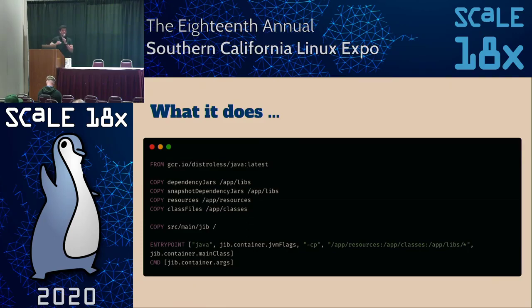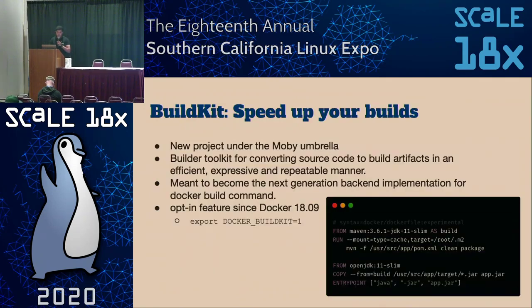So Jib understands our Java application and splits it into multiple layers, putting the files that are less likely to change on the top, and the files that are more likely to change on the bottom. That helps us speed up the build process, since now if we change some files, we only build one layer instead of building the whole application. It also helps ensure reproducibility. So if nothing changes, the generated image will be exactly the same.